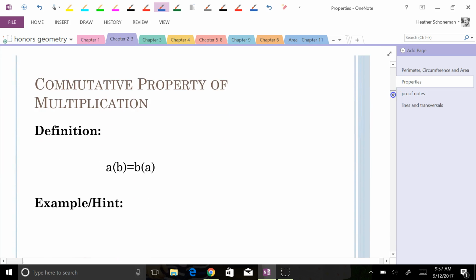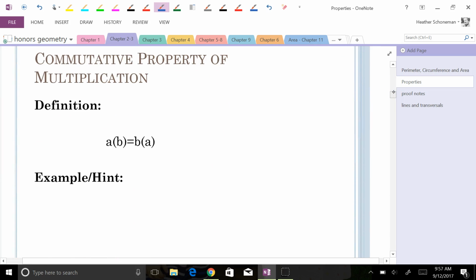The commutative property of multiplication changes the order when you are multiplying. So you could say the quantity of 6 times 4 is the same thing as 4 times 6. So when you're adding or multiplying, you can change the order based on the commutative property.